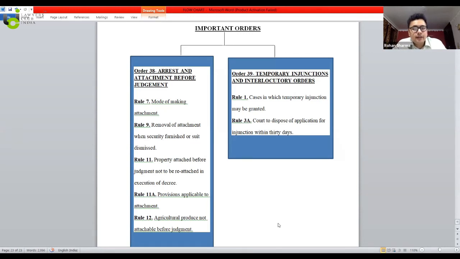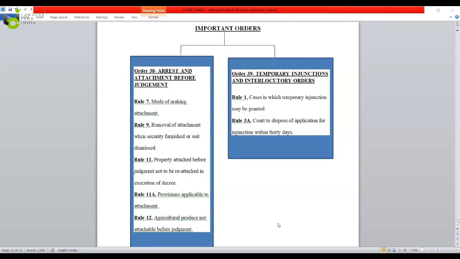Order 39 is actually a very important order. Order 39 deals with temporary injunctions and interlocutory orders. Temporary injunctions, Order 39, Rules 1 and 2, are basically what you call stay orders in common parlance. In what circumstances these temporary injunctions can be issued, in what circumstances they should not be issued, and in what specific circumstances they can be issued ex parte is what Order 39, Rules 1 and 2 talk about.